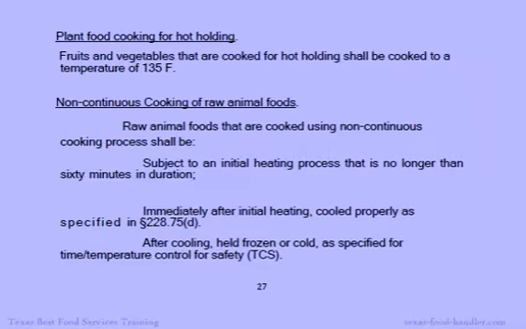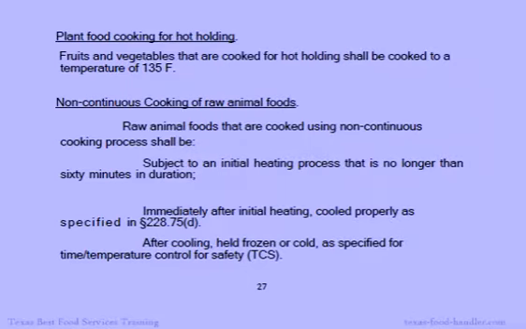Planned food cooking for hot holding. Fruits and vegetables that are cooked for hot holding shall be cooked to a temperature of 135 F. Non-continuous cooking of raw animal foods. Raw animal foods that are cooked using a non-continuous cooking process shall be subject to an initial heating process that is no longer than 60 minutes in duration.